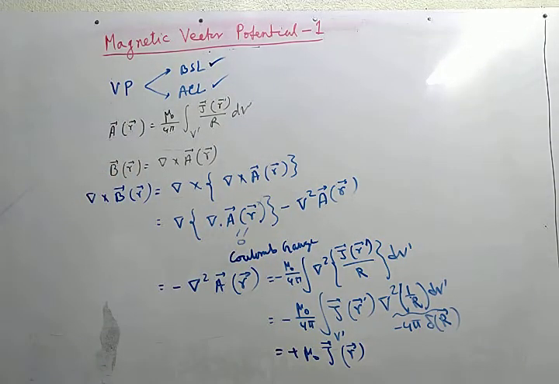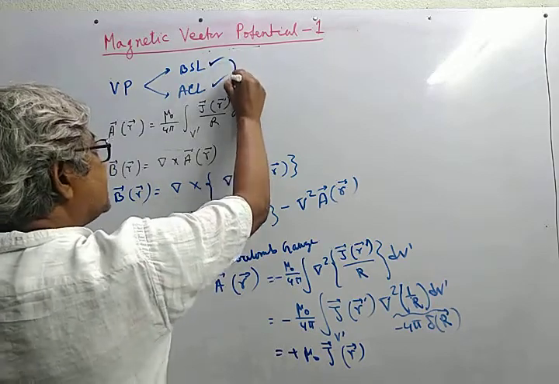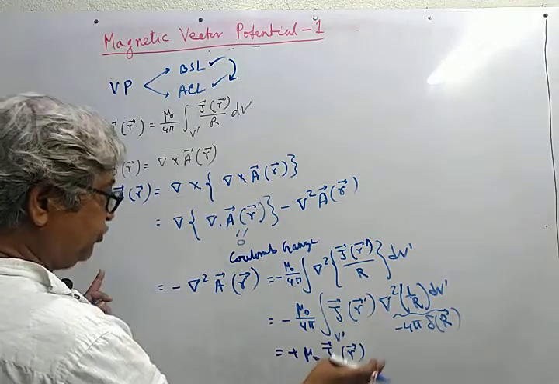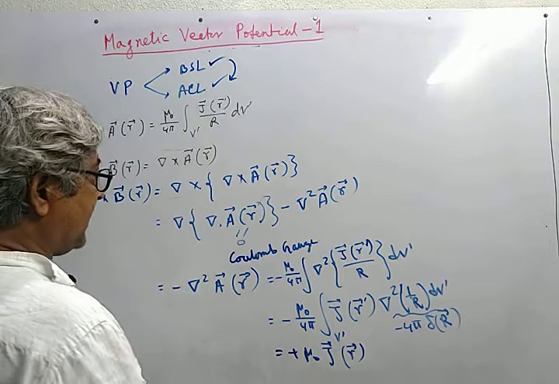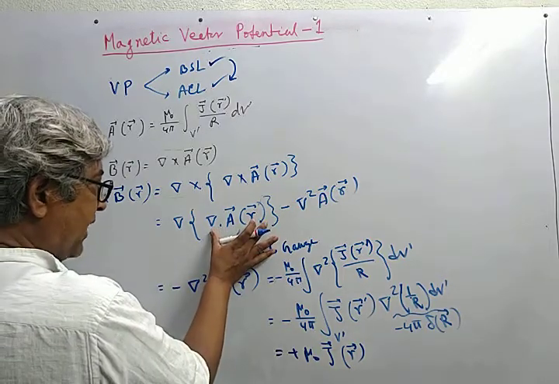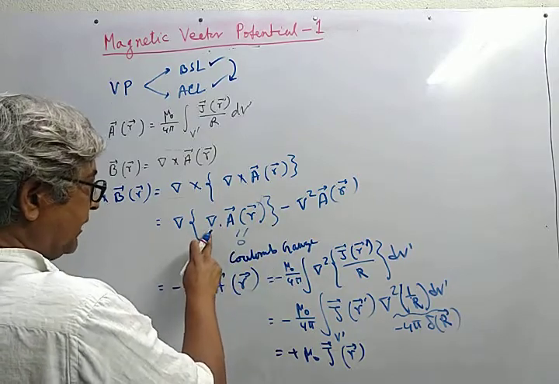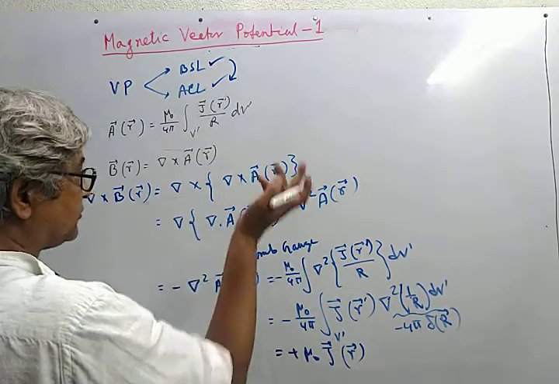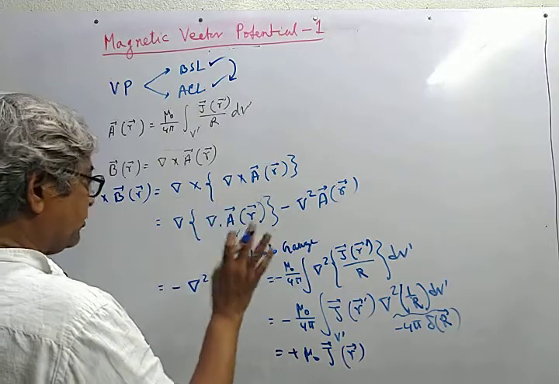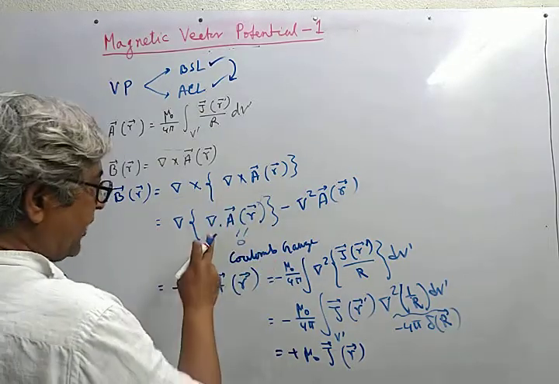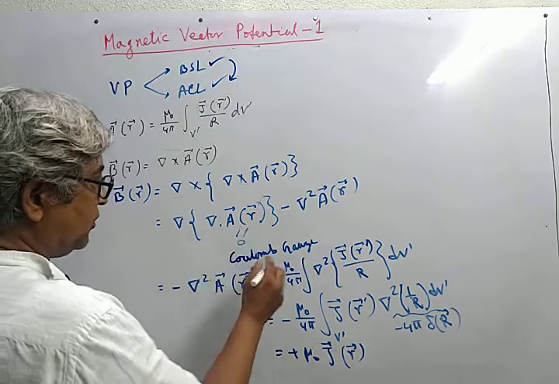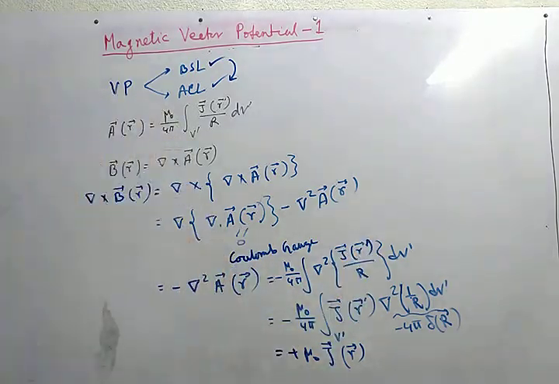Actually, when proving the Ampere circuital law from the Biot-Savart law, while doing this calculation, we used this technique. The only thing is that we showed that the divergence of A is zero by interchanging the differentiation from the field point to the source point and using the vector theorem and so on. So here we have just set this equal to 0 by using the Coulomb gauge condition, otherwise it is the same derivation.